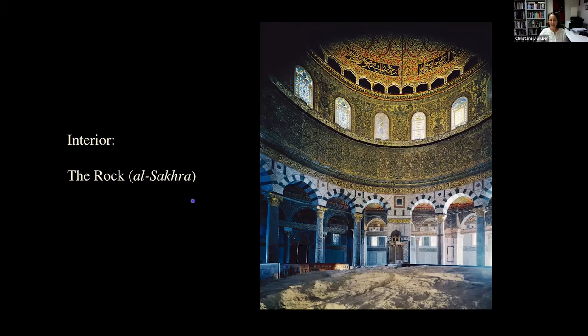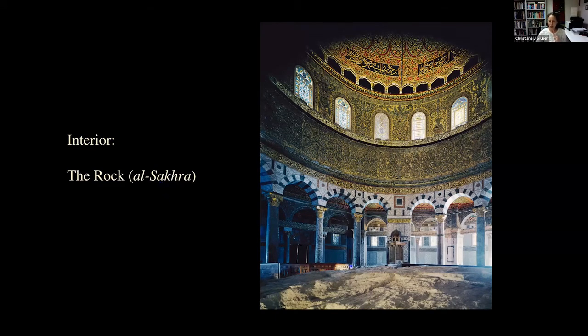And this is known as a sahra in Arabic. And in fact, the Dome of the Rock, as some of you already know, is known as Kubbat al-Sahra, meaning the dome of the rock. So the building is the dome over the rock. That's the technical term of the building, Kubbat al-Sahra.